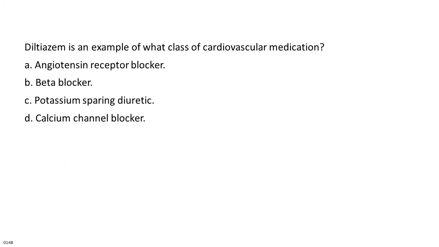The answer is D. Calcium channel blocker. Diltiazem is an example of a calcium channel blocker. This class of drugs reduces blood pressure by relaxing smooth muscles in the walls of arteries, leading to vasodilation and decreased peripheral resistance.